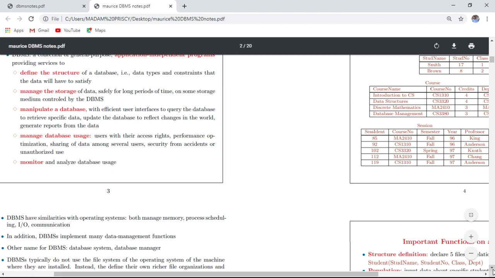Now, what is the course number for that session? Mathematics, computer science. Session 85 is mathematics. 92 is computer science. 102 is also computer science. 112 is mathematics. And 119 is also computer science.